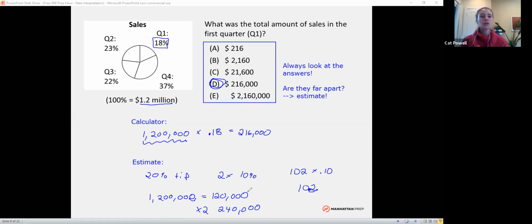And if you don't feel super comfortable with estimation stuff, just practice it. Walking around, you see a license plate, be like, what's 20% of that? What's 15% of that? See if you can do these estimations quickly.